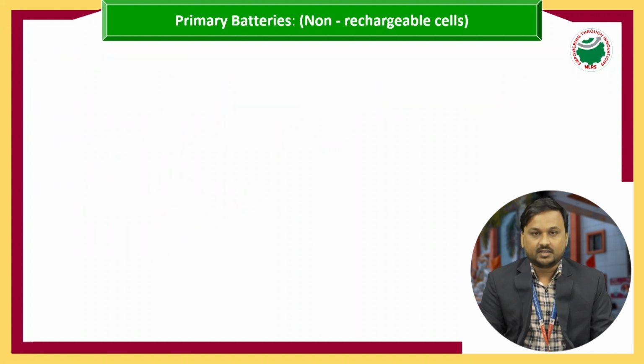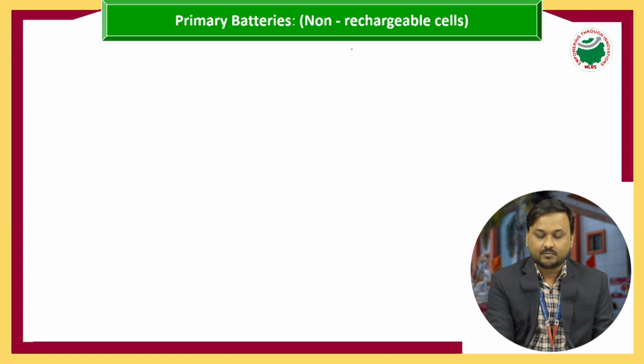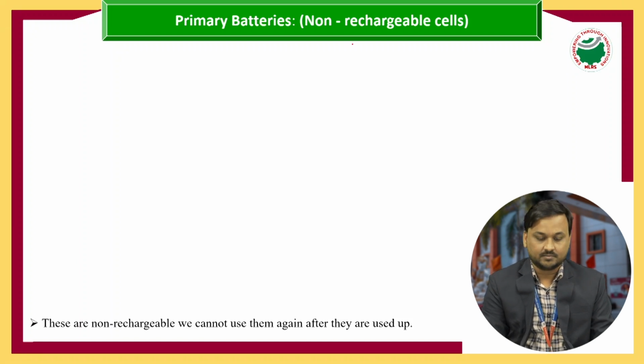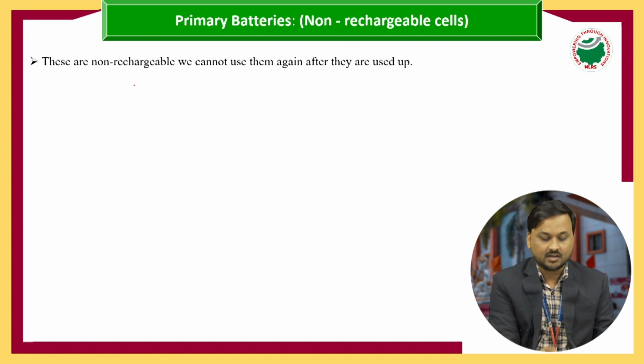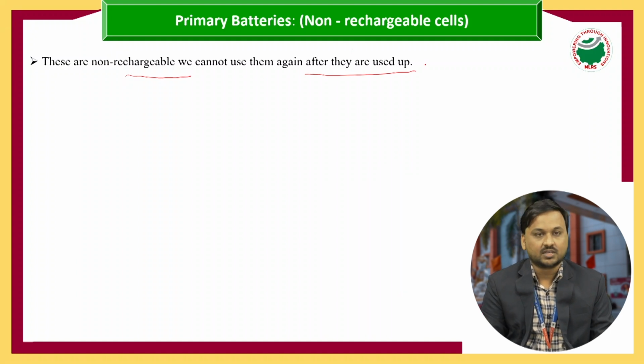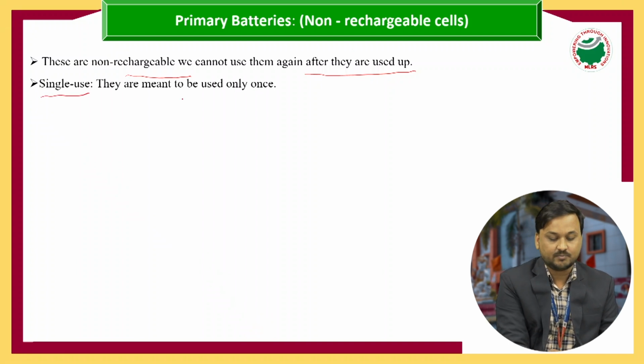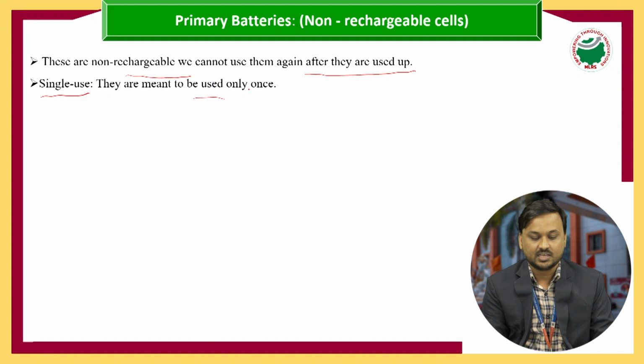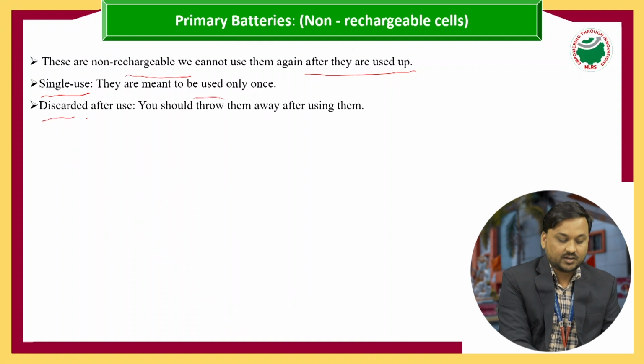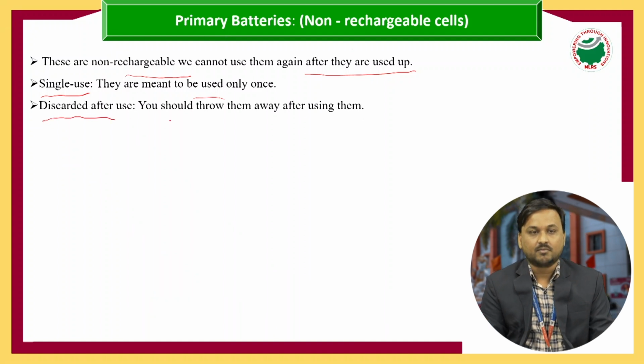Next, primary batteries. Primary batteries are also called non-rechargeable cells. These are non-rechargeable; we cannot use them again and again. That means the battery is used one time and then we throw it away. Next point, single use, meaning it is used only one time. Discard after use, that means we use it one time and then throw it away.